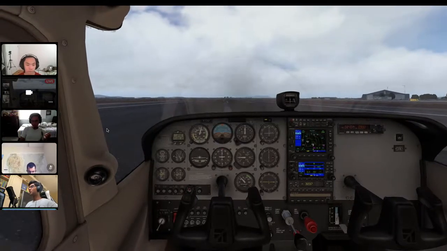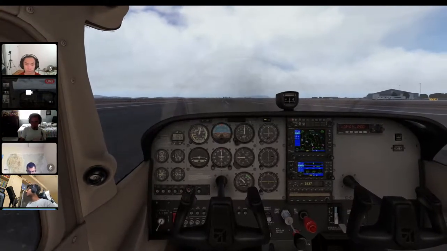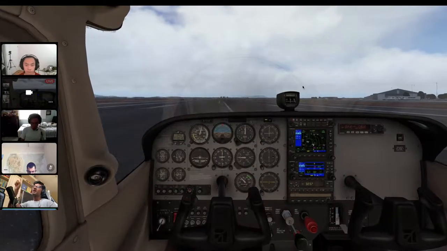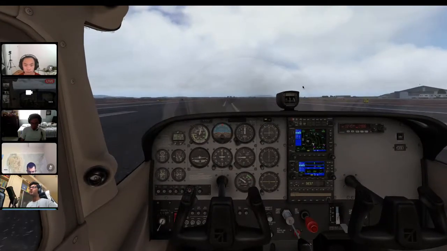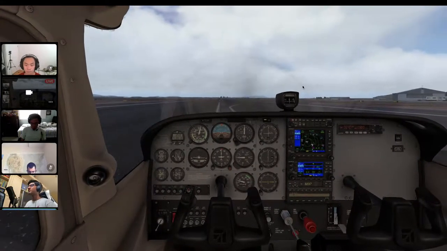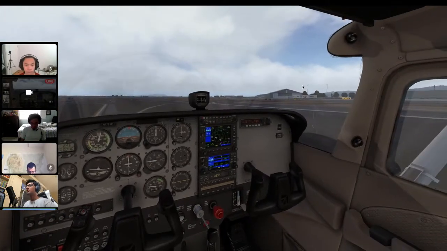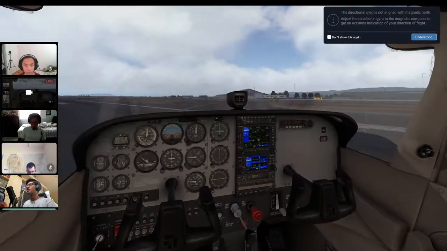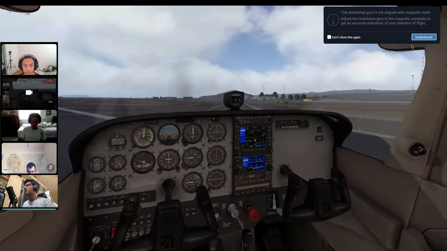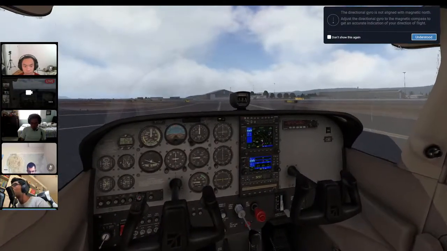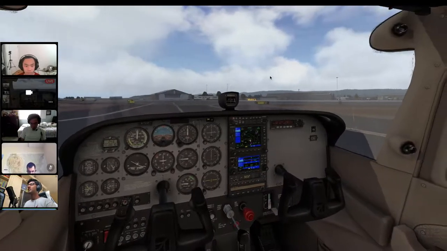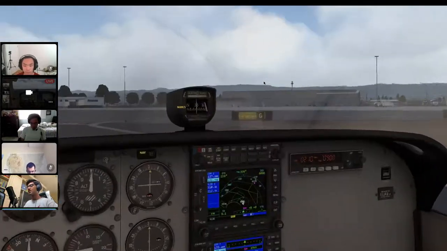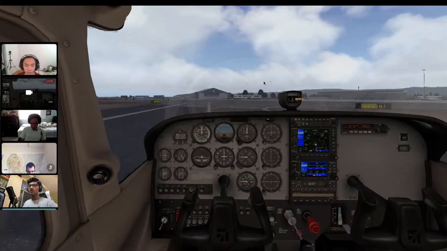All right. In the interest of time, we're going to complete the circuit right here. We could have done a touch and go and gone back up to practice patterns. That's what you normally do in flight training. But we're going to vacate the runway onto taxiway Charlie, or rather this part of the taxiway right here is taxiway Golf, as you can see in the solid line. We're going to tell tower that we've vacated off Golf right now.